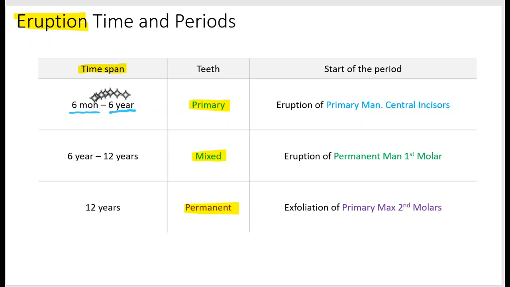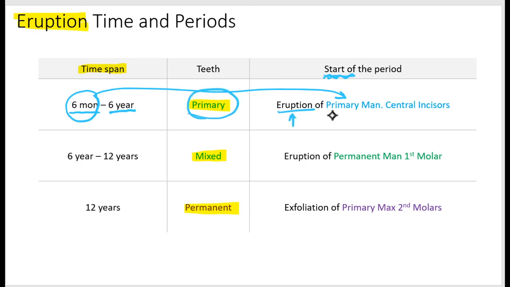This is when the first tooth would erupt at 6 months. The start of the only primary teeth period is the eruption, which means the growth, of the primary mandibular central incisor. These cute teeth that babies always have, right? I'm drawing a cute baby here. So these are the cute teeth that they have, and these are the first teeth that will erupt in the mouth at all, the primary mandibular central incisors, right? These are the first ones.